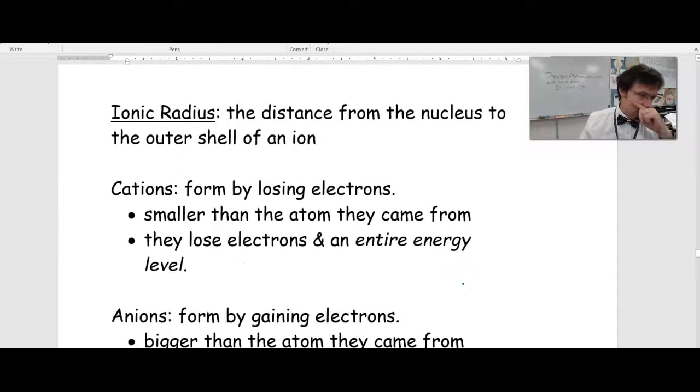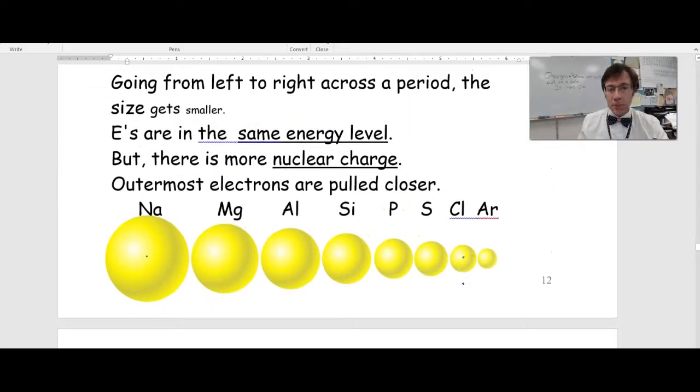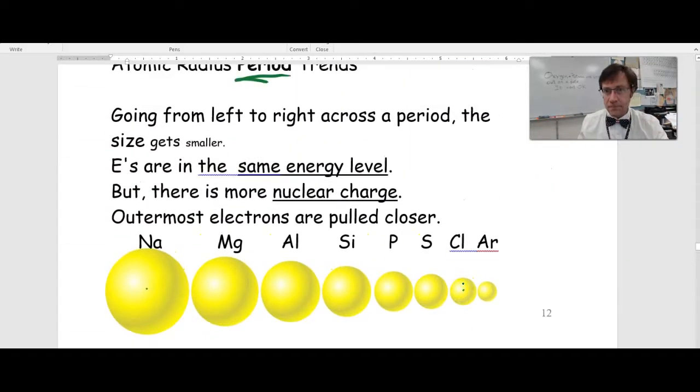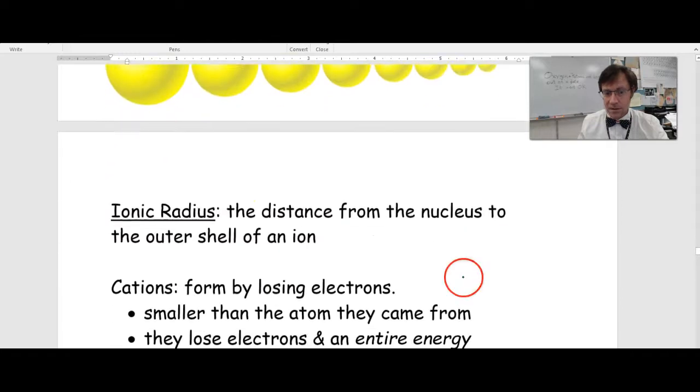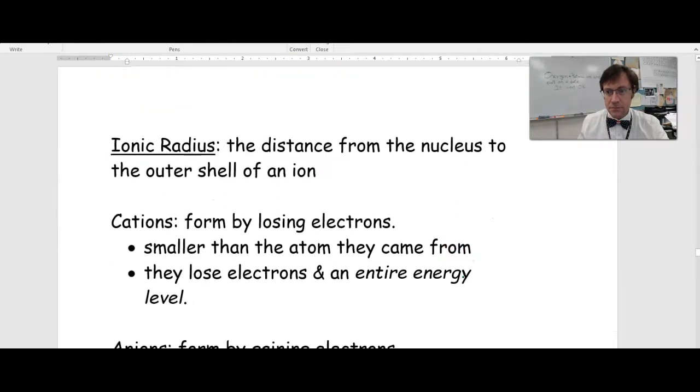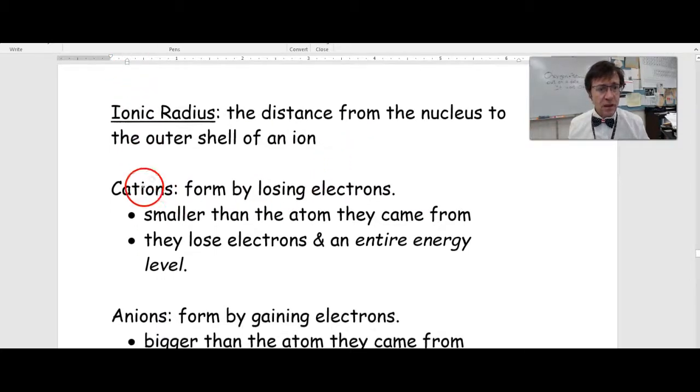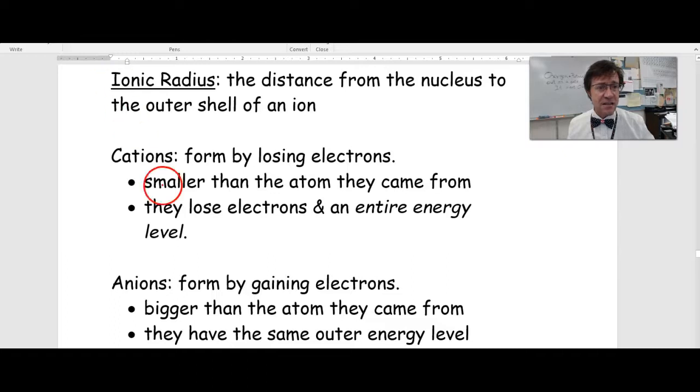So this is all about atomic radius, right? It's like the radius of an atom. So guess what ionic radius is? Yes, it's the radius of an ion. So ionic radius is basically the size of an ion. It's the distance from the nucleus to the outer shell of an ion. It tells us how big an ion is. Now, here's the deal. We have two kinds. We have cations and we have anions.